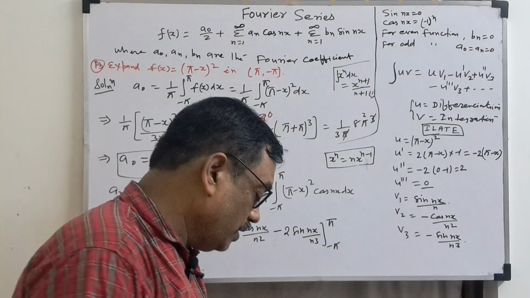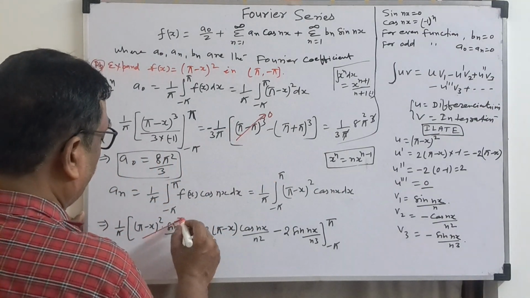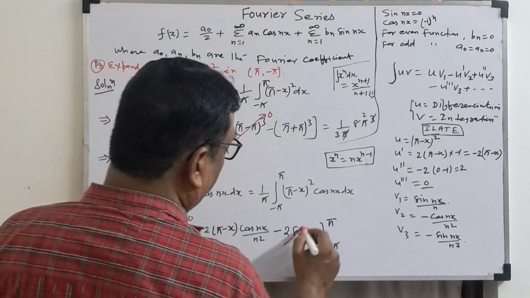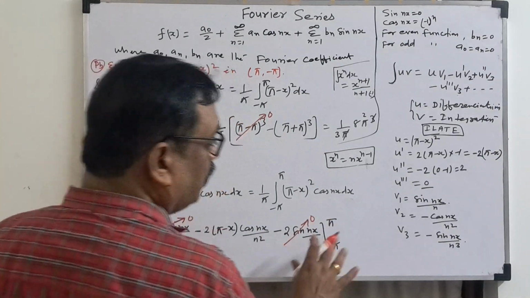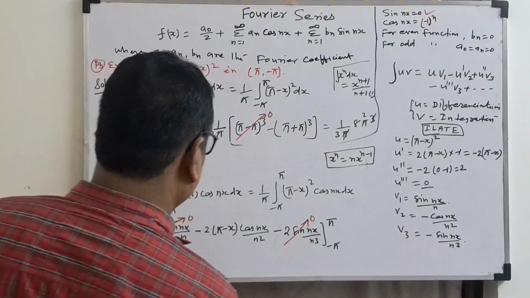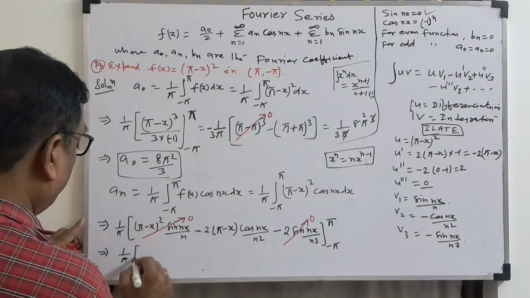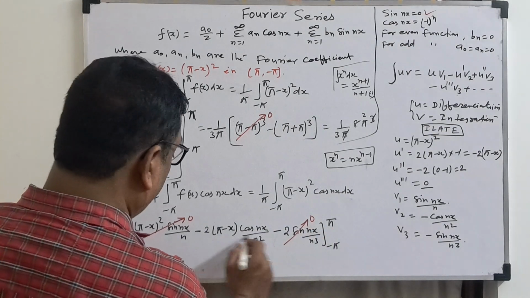So now here, see, wherever there is sine nx, this term will be 0. No need to work, since sine nx equals 0. So what will we write here? 1 by pi, and apply the limit from here only.